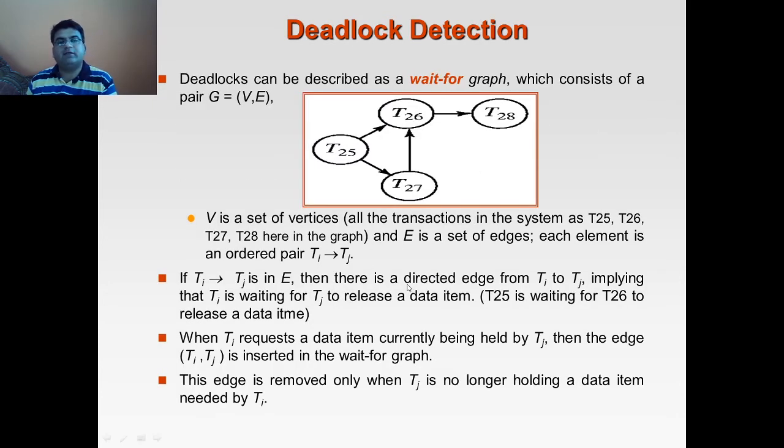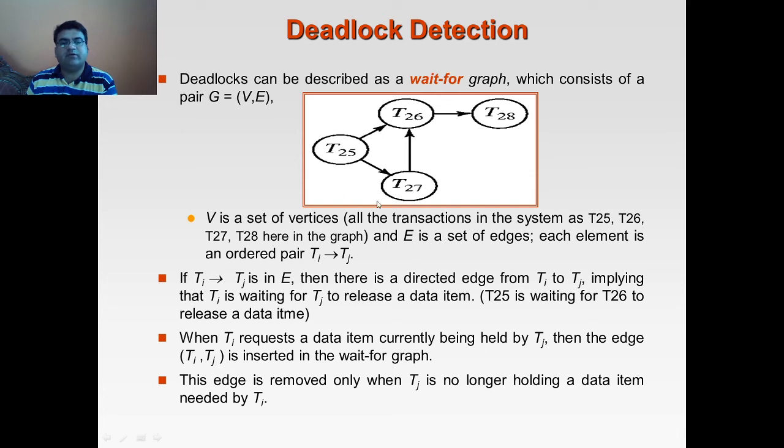So second, in deadlock handling, second is deadlock detection. So how can deadlock be detected? We can construct a wait-for graph. In a graph there are some vertices and some edges. Here vertices mean all the transactions in the system.